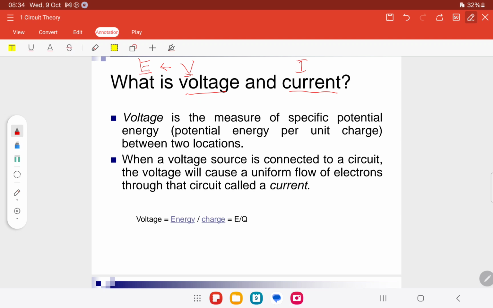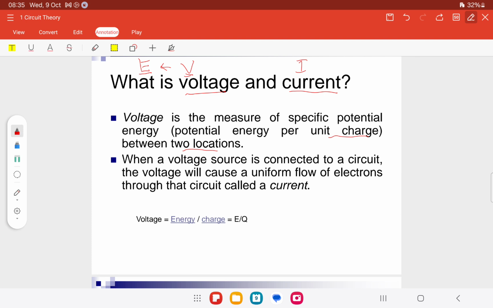Alright, so let's see what actually voltage is. Voltage is the measure of specific potential energy, energy per unit charge, between two locations. Between two nodes. A node is like a point, so between two points there must be a different potential. That is how we get the value.